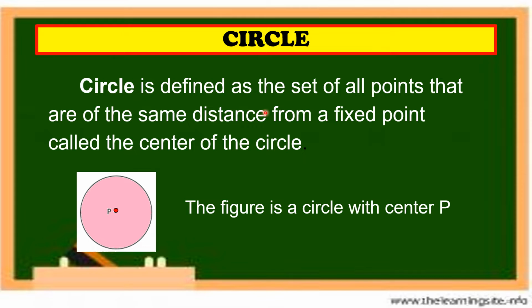A circle is defined as a set of all points that are of the same distance from a fixed point called the center of the circle. This is an example of a circle. The center of the circle is point P, and the distance from point P to a point in the circle is always the same.